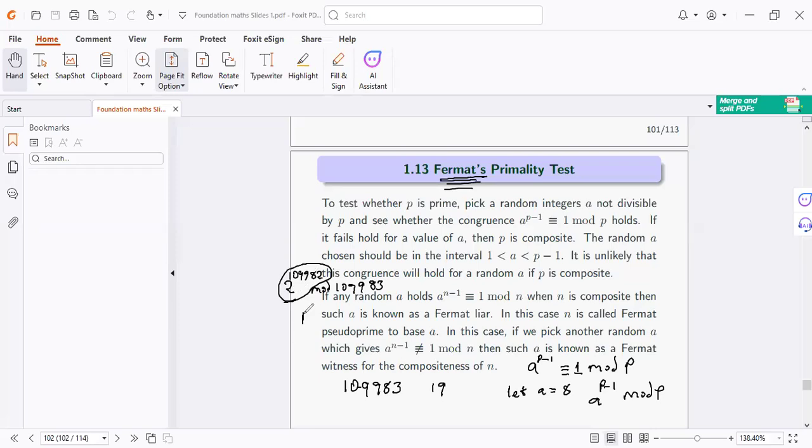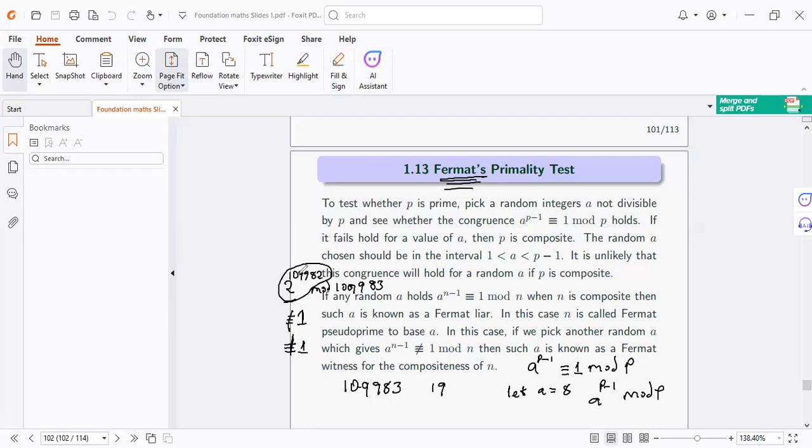If you find that it's equivalent to 1 after doing that, then it means the number is likely to be prime. It doesn't mean it's prime, it's likely to be prime. But if you find that it's not equal to 1, then you are sure that this number is not prime. So there are two issues here. If you find that it's equal to 1, it means the number is likely to be prime, not that it is prime. But once you find that it's not equivalent to 1, then you are sure the number is not prime.